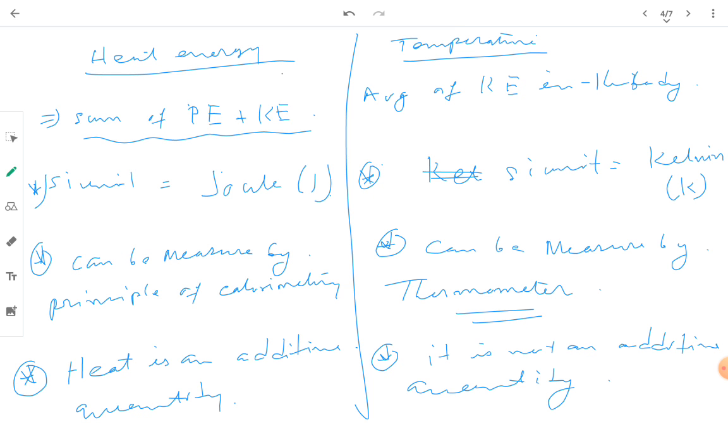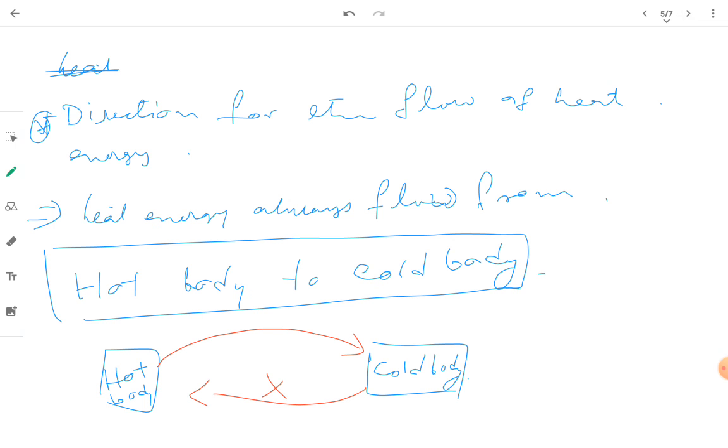So let's look again at the difference between heat energy and temperature. Heat is the sum of potential energy and kinetic energy, and temperature is the average of kinetic energy present in the body. The SI unit of heat energy is joule, and the SI unit of temperature is Kelvin. Heat can be measured by the principle of calorimetry, and temperature can be measured using the thermometer. Heat is an additive quantity and temperature is not an additive quantity.